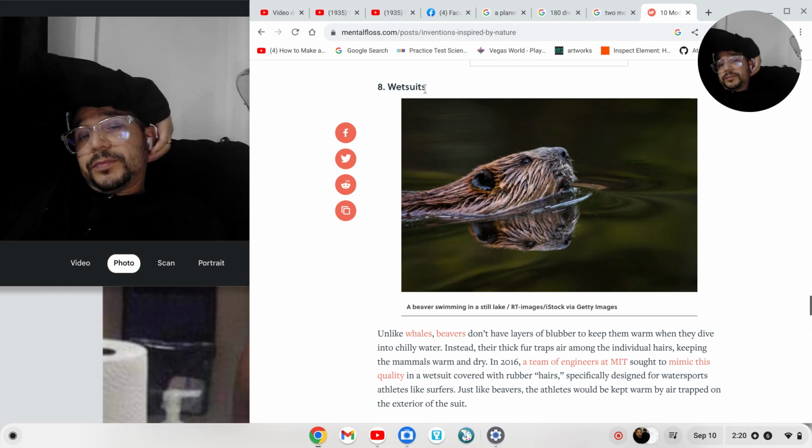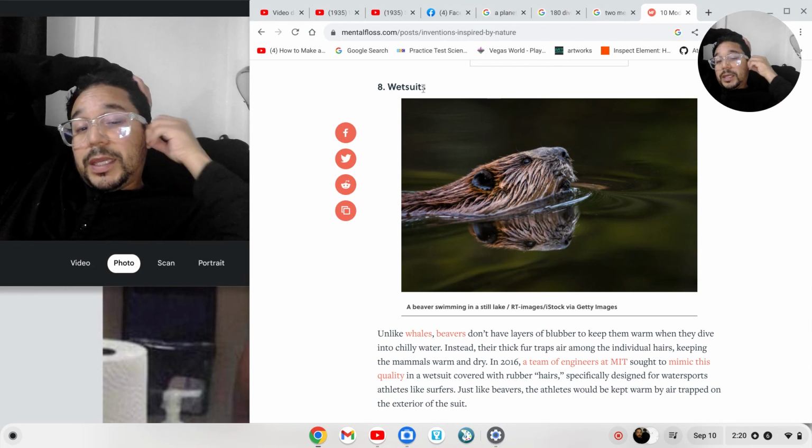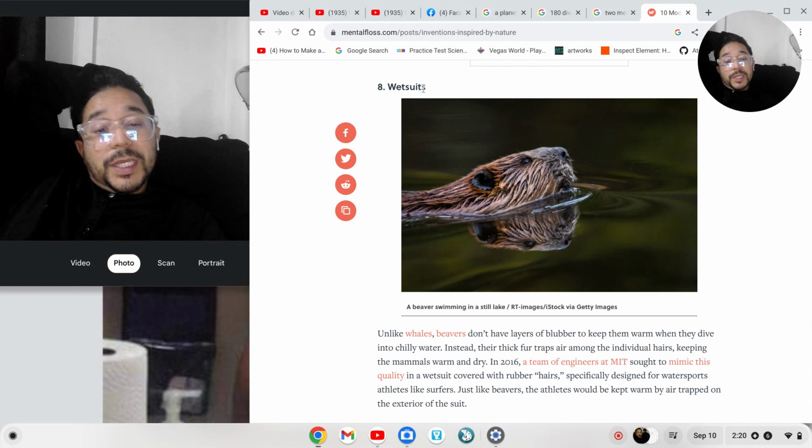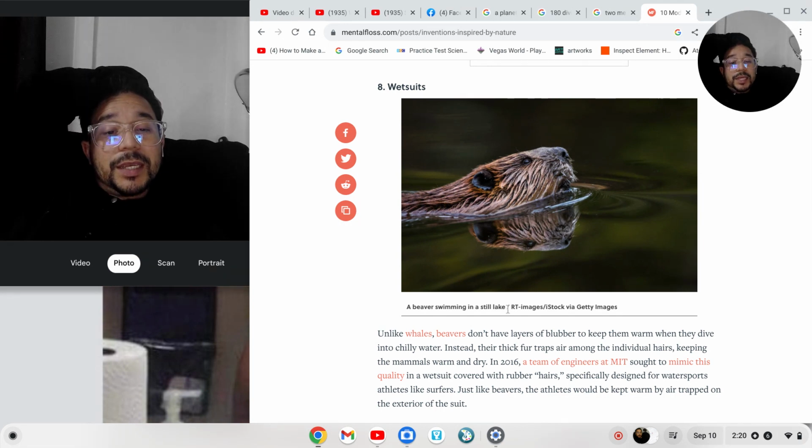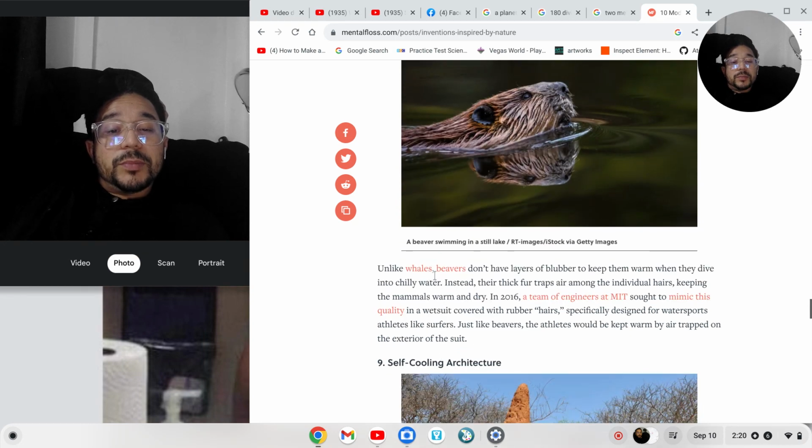Wetsuits. A beaver swimming in a still lake. Unlike whales, beavers don't have layers of blubber to keep them warm when they dive into chilly water. Instead, their thick fur traps air among the individual hairs, keeping the mammals warm and dry.